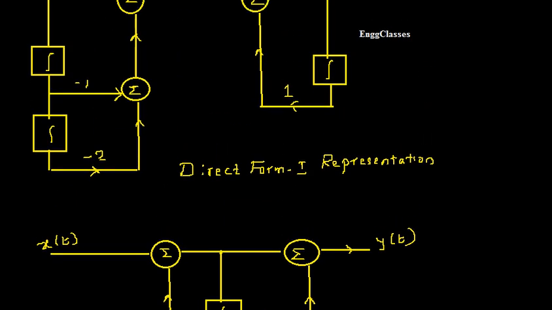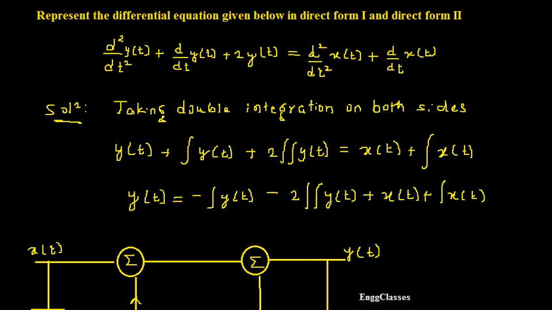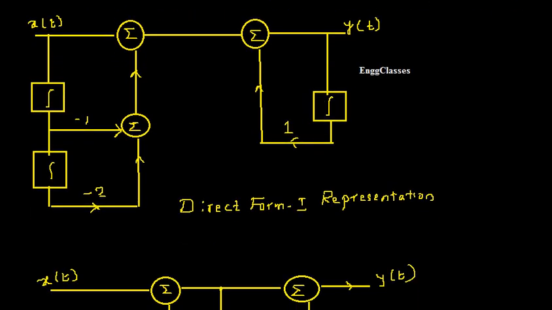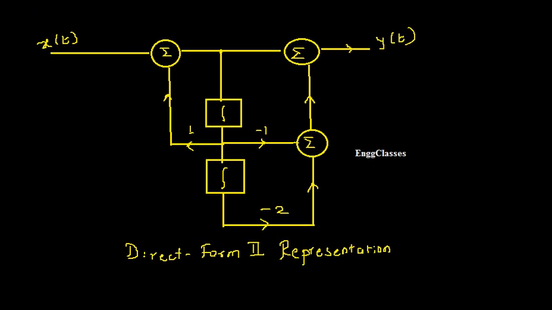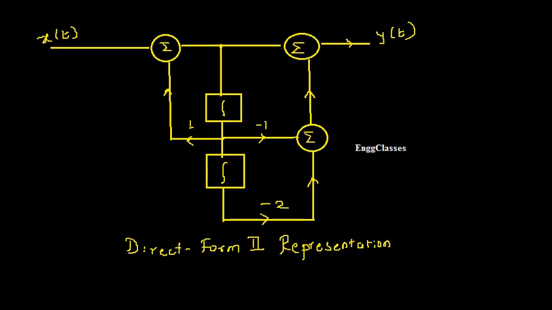That's it. Quite easier. So just be careful while writing the equations. Just get this equation correct. After that, one needs to sketch direct form 1, and to reduce the number of integrators, we go for direct form 2 representation. Yes, this is all about direct form 1 and direct form 2 representation for the given differential equation. I think the things are very much clear.